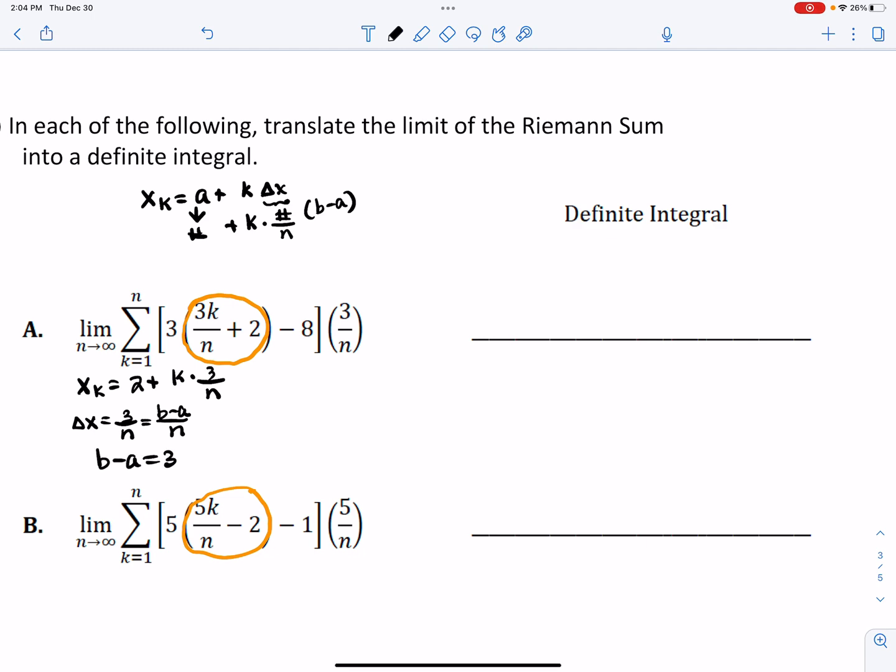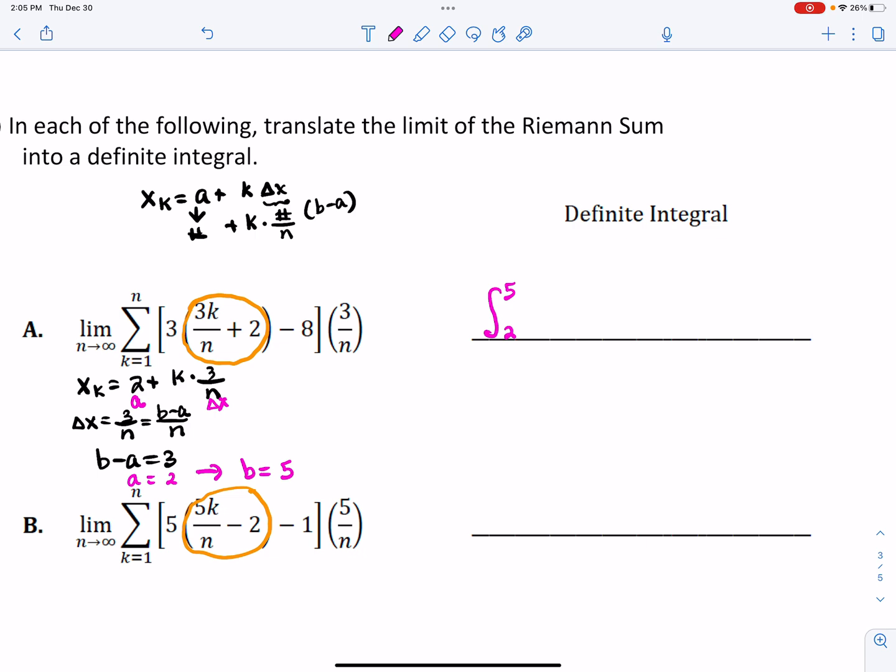So the limits of integration are not explicitly given. We have to figure them out. So if we could figure out what a is, then we could figure out what b is. But in our problem, a seems to be 2, right? Because if this is our delta x, this is our a. So if a is 2, that would make b equal to 5, right? So the limits of integration for this problem are from 2 to 5. So that took a little bit of analysis.